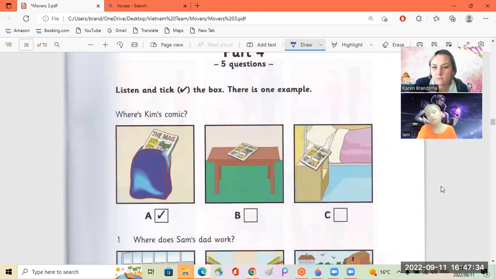Where's my comic, Mom? On the table. It isn't there, and it isn't next to my bed. Well, look in your bag, Kim. Oh, yes, it's here. Can you see the tick? Now you listen and tick the box.